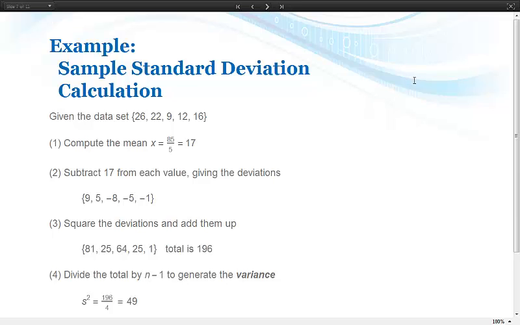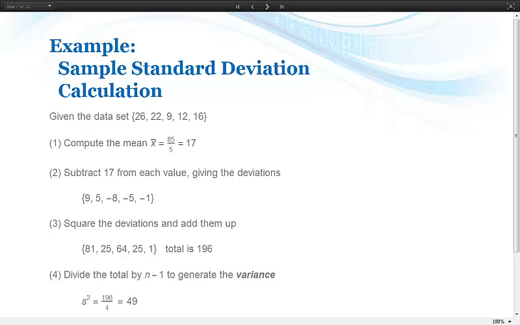Let's work through an example of computing the sample standard deviation. So given the data set 26, 22, 9, 12, 16, I add these values up and divide by 5 because there's 5 of them. Notice when I compute x bar, I always divide by the full count. I never make an adjustment for the sample mean. When I do that, I get 17 as the result.